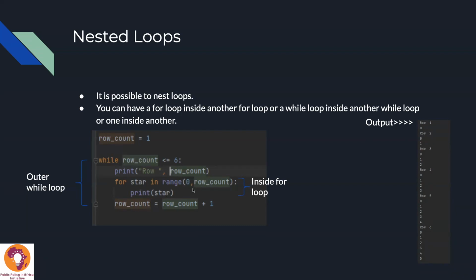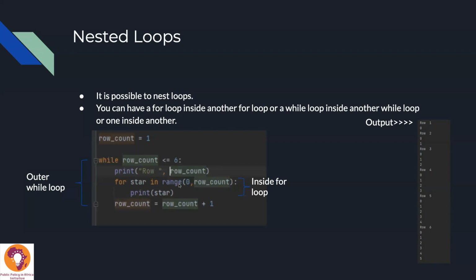And then on the second iteration of the loop, the value of star is 1. And then we're going to exit that loop. And then we're just going to keep going since we then increment row count again. Now row count is 3. 3 is less than or equal to 6. So we enter this here and then we output our row count, row 3.